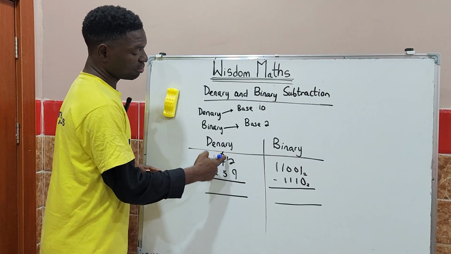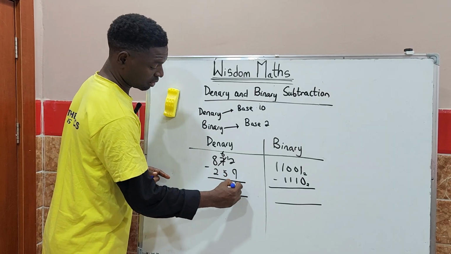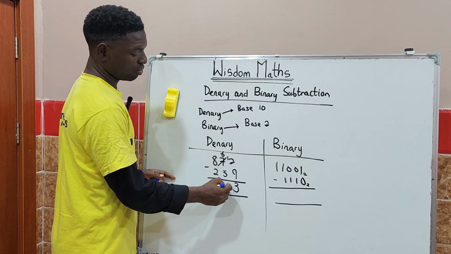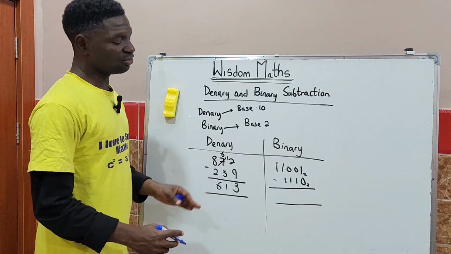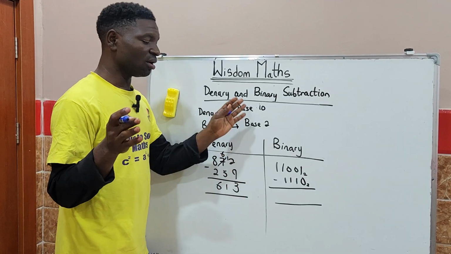So if you now subtract, you have what? 3. So 6 minus 5 gives you 1. 8 minus 2 gives you what? 6. So let's look at using this understanding on binary.